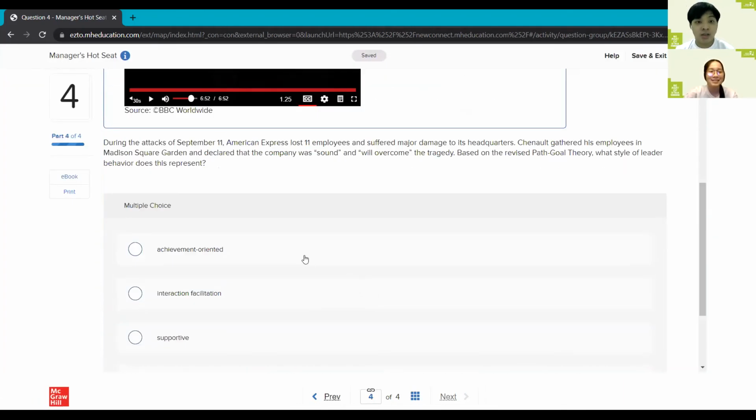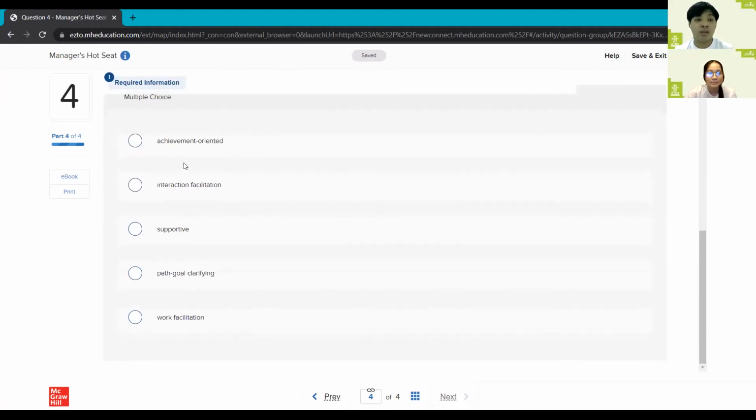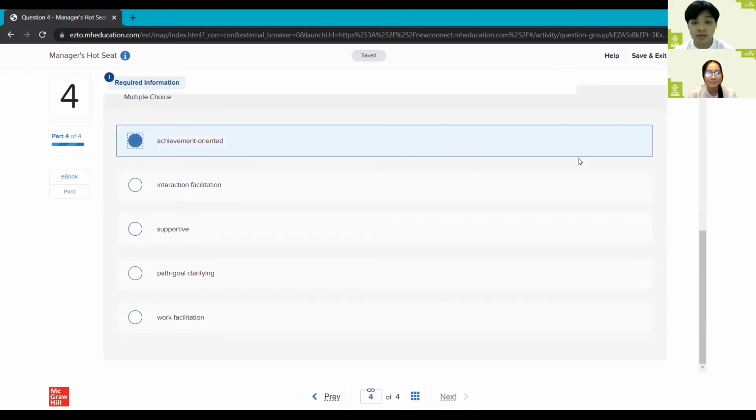After the attacks of September 11, American Express lost 11 employees and suffered major damage to its headquarters. Chenault gathered its employees in Madison Square Garden and declared that the company was sound and would overcome the tragedy. Based on the revised path-goal theory, what style of leadership behavior does this represent? I believe it is not supportive, and I believe it's not path-goal clarifying. I believe it would be achievement-oriented.